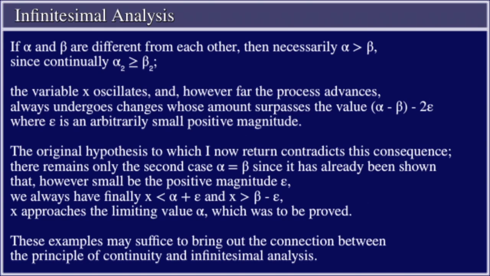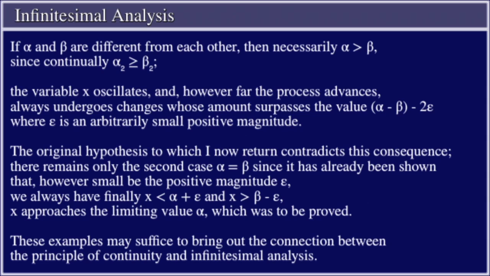If alpha and beta are different from each other, then necessarily alpha is greater than beta, since continually alpha sub 2 is greater than or equal to beta sub 2. The variable x oscillates and, however far the process advances, always undergoes changes whose amount surpasses the quantity alpha minus beta, minus 2 epsilon, where epsilon is an arbitrarily small positive magnitude. The original hypothesis to which I now return contradicts this consequence.